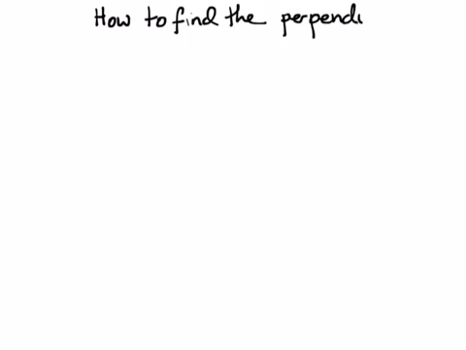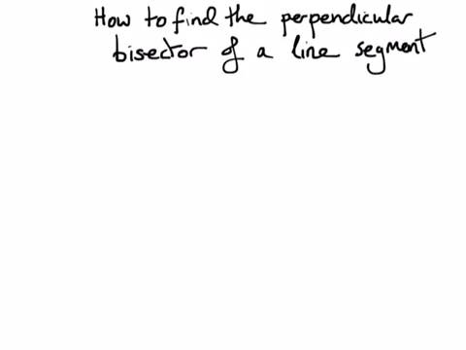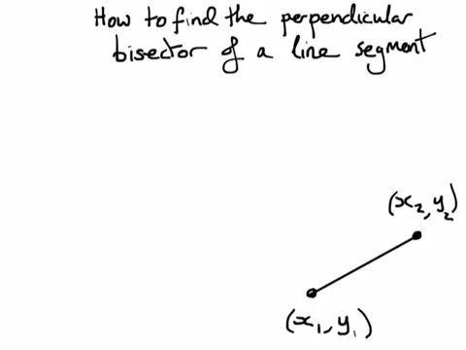So, what are we doing here? We are trying to find the equation of the perpendicular bisector of a line segment. Now, here's our little line segment. It's between these 2 points. And there is the perpendicular bisector.